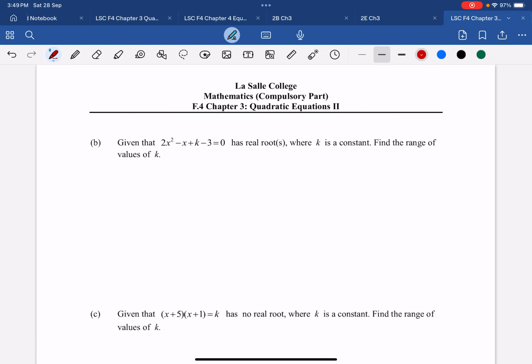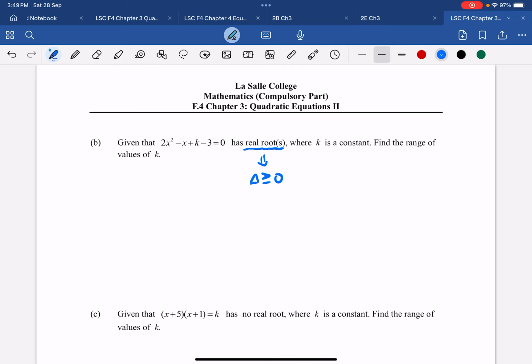You will do part C and part E on your own, and then I will do part B together. Given that this equation has real roots, you have to translate this phrase into mathematical language. As taught in page 1, it means that delta is greater than or equals 0.